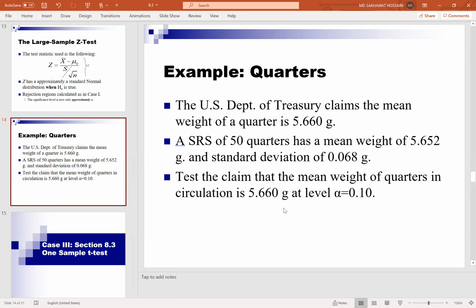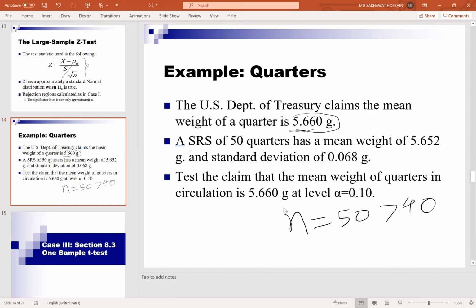So we'll go over an example. The US Department of Treasury claims the mean weight of a quarter is 5.66 gram. A simple random sample of 50 quarters has a mean weight of 5.652 gram. So here the sample size n is 50. This is greater than 40, right? So we can consider it as a large sample size.